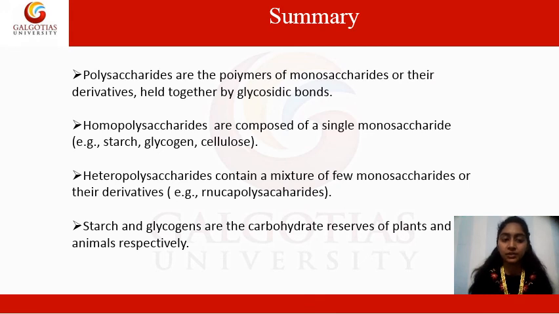So what did we learn in today's lecture? We learned that saccharides are the polymers of monosaccharides or their derivatives, which are held together with the help of glycosidic linkages. Homopolysaccharides are composed of a single type of monosaccharide, that are starch, glycogen and cellulose, which we read in detail. Heteropolysaccharides contain a mixture of a few monosaccharides or their derivatives. Examples are mucopolysaccharides. And starch and glycogen are the carbohydrate reserves of plants and animals respectively.